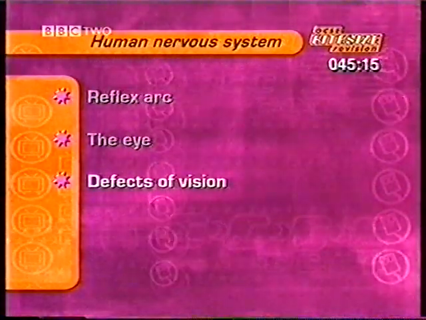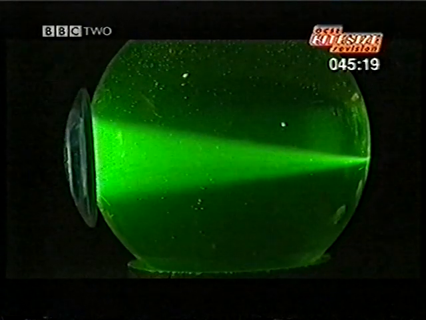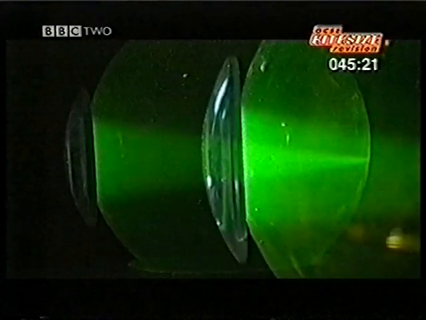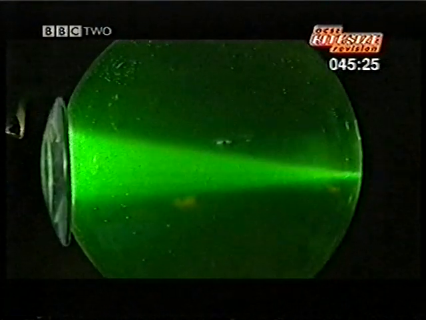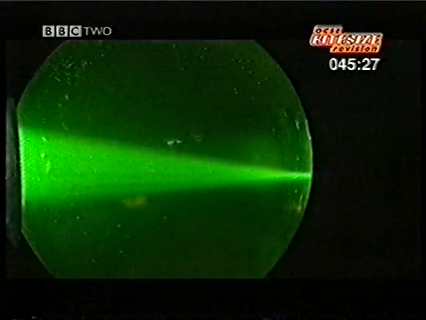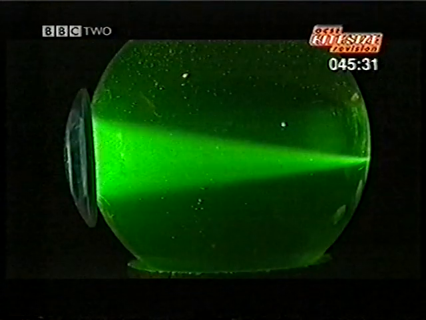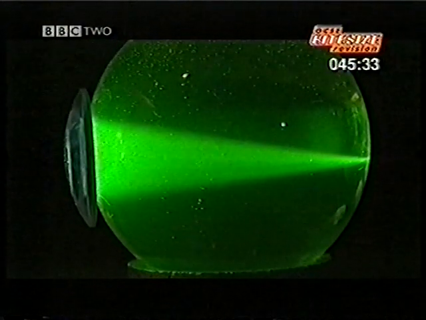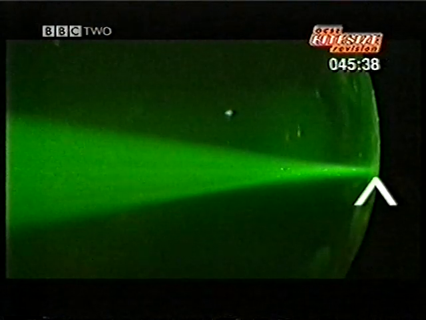Now we'll look at some defects of vision. Imagine this glass bowl is the eyeball. There's a lens at the front, and water with green dye shows the path of the light rays. When a normal eye looks at a point of light, like a candle, the lens bends light rays so they converge, and we see clear, sharp images.